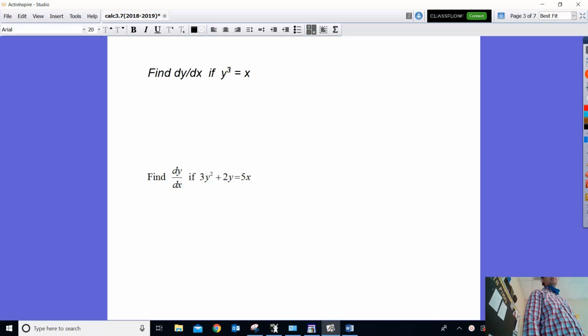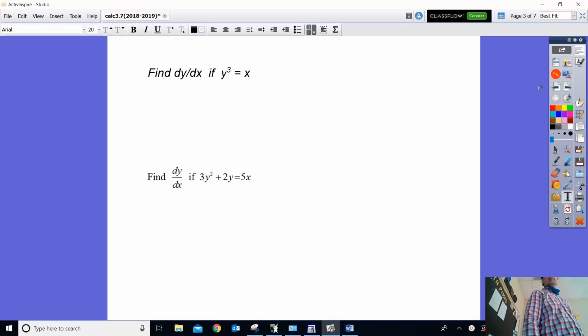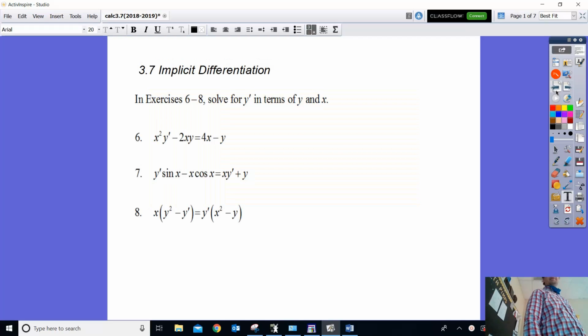We won't have just a singular y on one side. It'll be something with a power. So we actually have to take the derivative of both sides. And that's called implicit differentiation. Now, one of the things you have to do, though, is you have to be able to solve for y prime or dy dx, however you're doing it. So that's kind of warm-up.